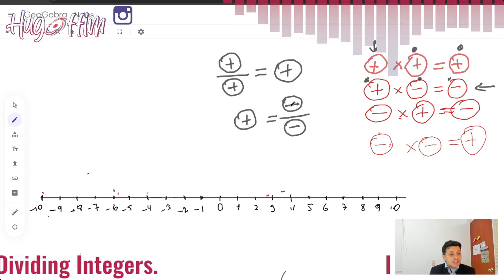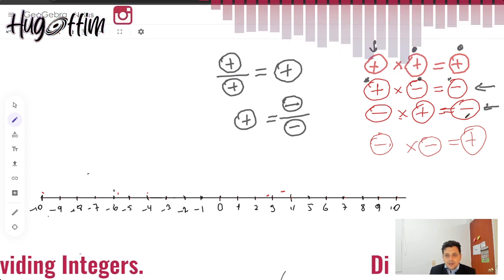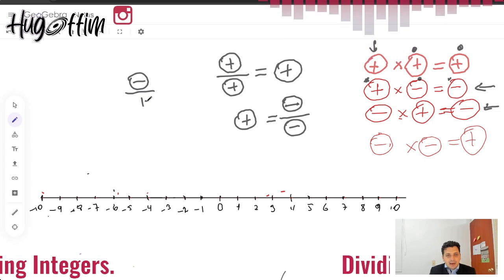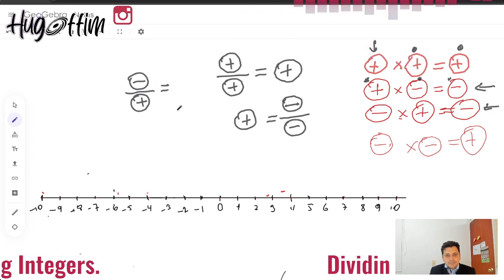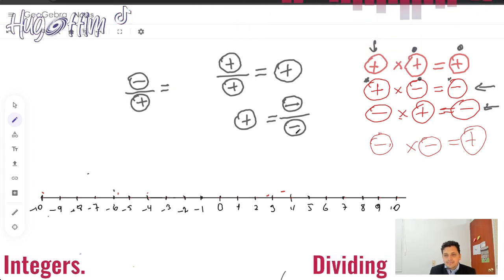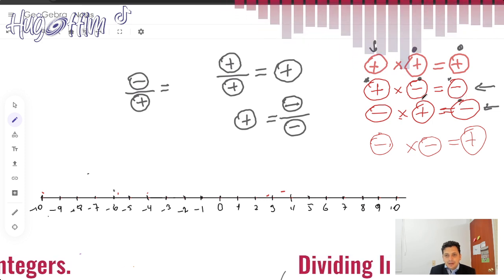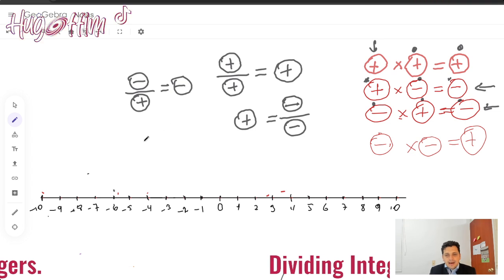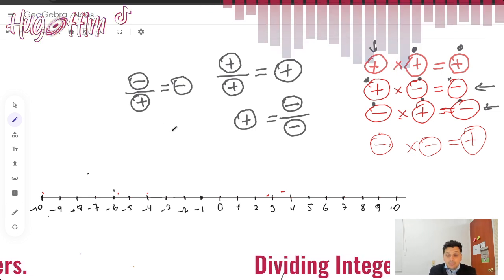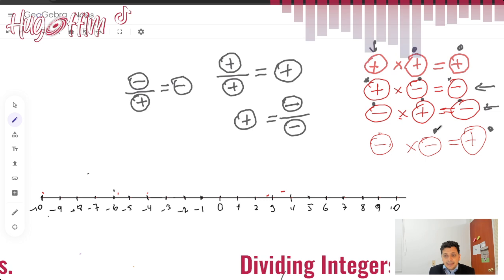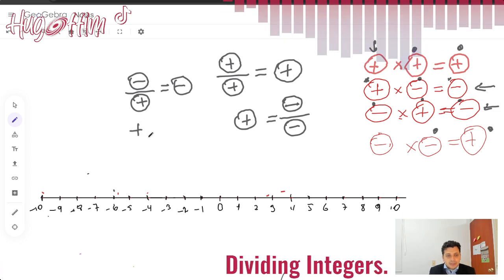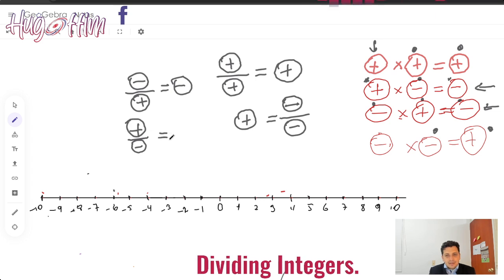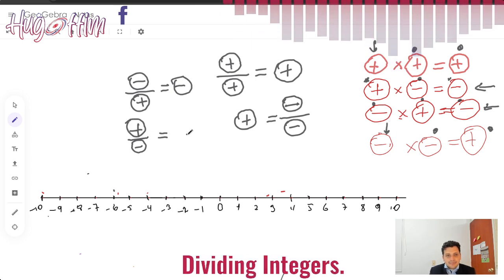Now let's apply the inverse operation here. I have a negative number divided by a positive number. What am I going to get? A negative number divided by a positive is going to give me negative. And finally, a positive number divided by a negative number, it's going to give me negative.